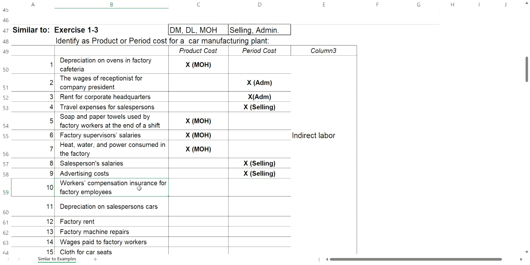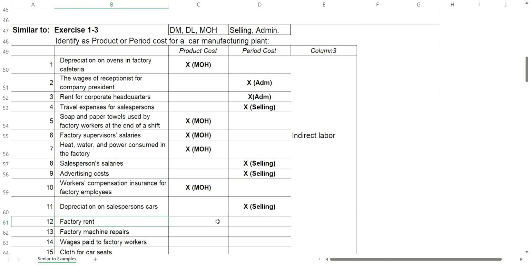Number 10, workers' compensation insurance for factory employees. Since that's related to the factory employees, that is going to be manufacturing overhead, a product cost. Depreciation on the salesperson's cars. Since it is on the cars of the salespeople, it needs to be a selling expense, so therefore it is a period cost. And I will note that it is a selling expense.